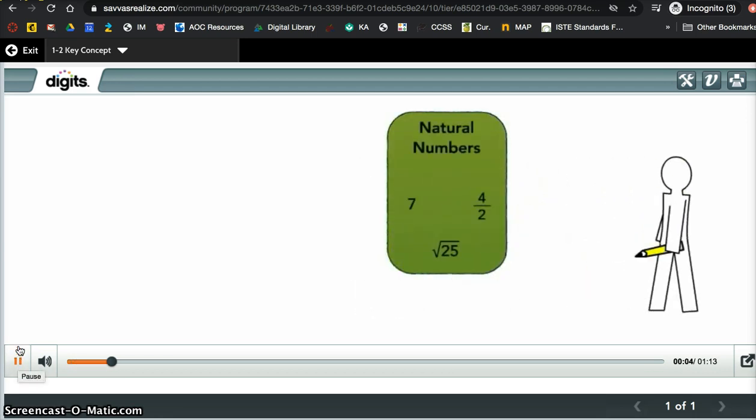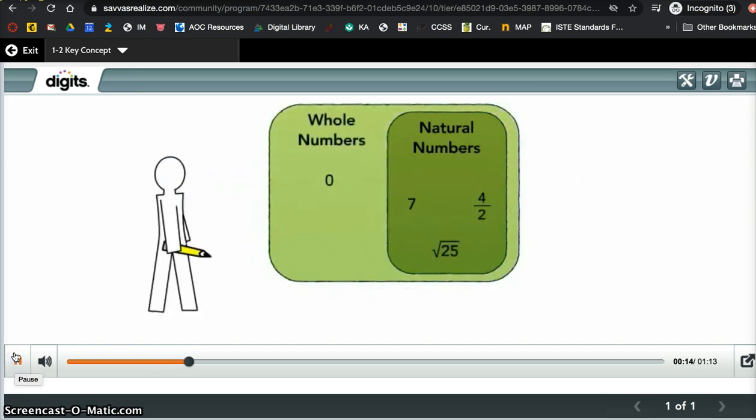The first set of numbers you learned about was the natural numbers. These are also called the counting numbers. So when you were learning how to count and you were counting 1, 2, 3, those are natural numbers. They're numbers that we count, like when we're counting objects.